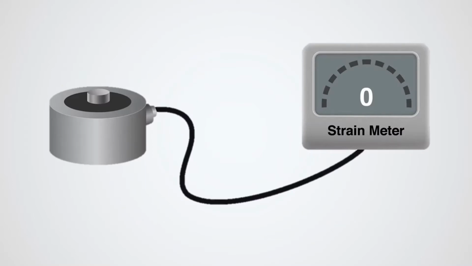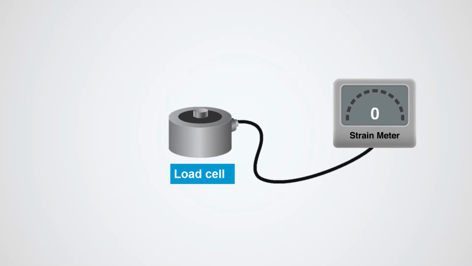Let us now understand the definition of a load cell. A load cell is a force transducer, intended for weight measurement, that generates an electrical resistance whose magnitude is directly proportional to the force being measured.